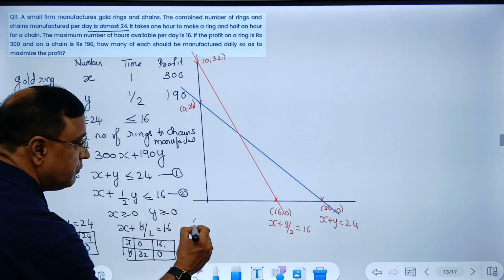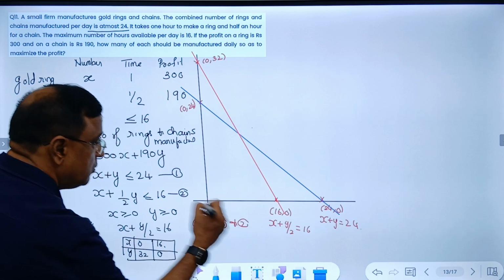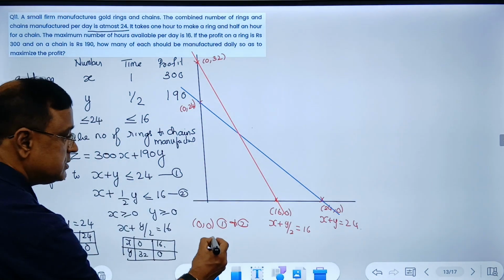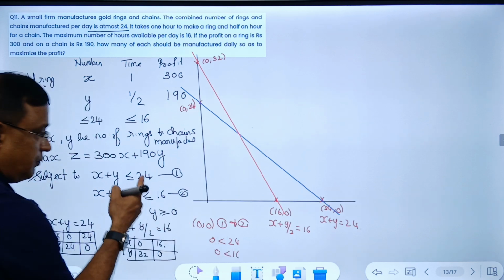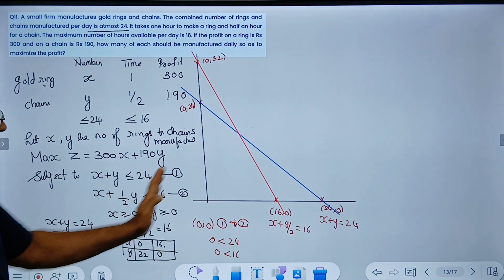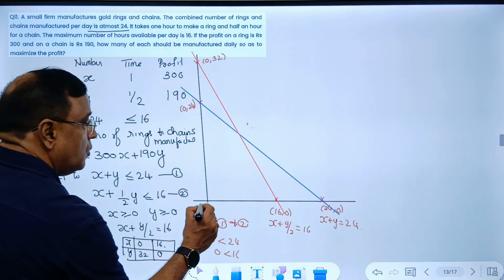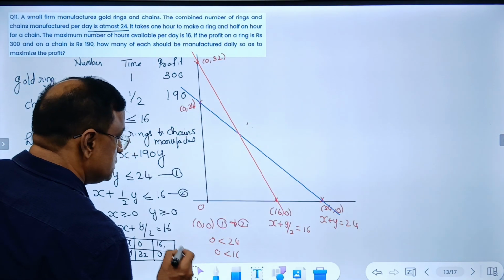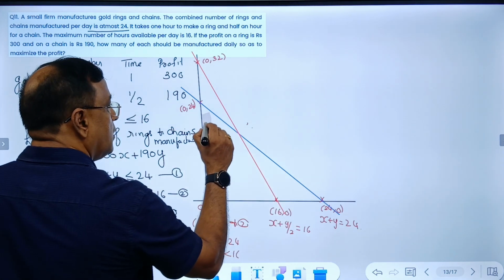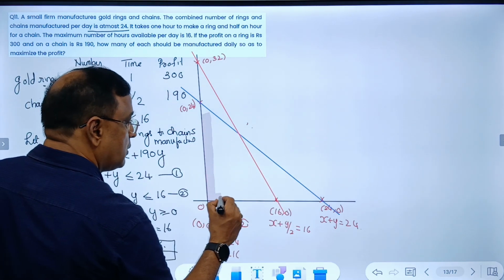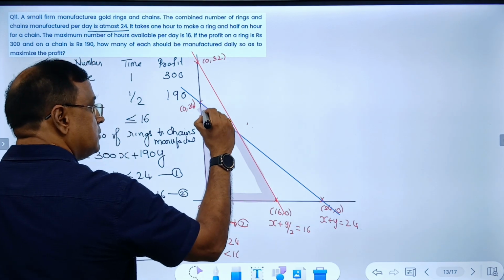If I substitute the origin in 1 and 2, both will be satisfied. You will get 0 less than 24 and 0 less than 16. So that means it is towards the origin. This is the overlap towards the origin. This is my feasible region.